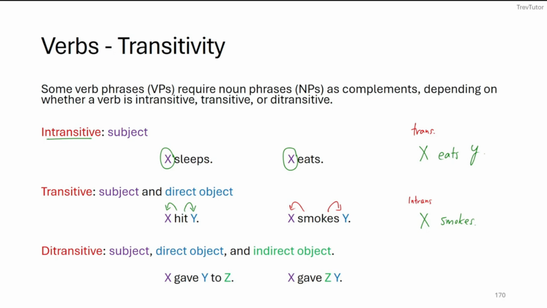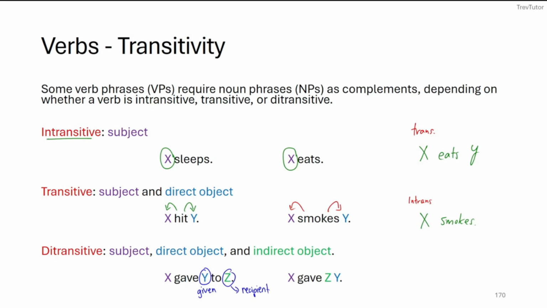Now, ditransitive verbs have a subject, a direct object, and an indirect object. And there's two forms that we can pronounce our ditransitive verbs in. We can either say X gave Y to Z, or we can say X gave Z Y. So I gave a book to Mary, or I gave Mary a book. The direct object in this case is the thing being given. So let's call this the give, let's just call this the given in this case. And Z, the indirect object, is the recipient of the thing being given. So the recipient is our indirect object, and the direct object is the thing being given.